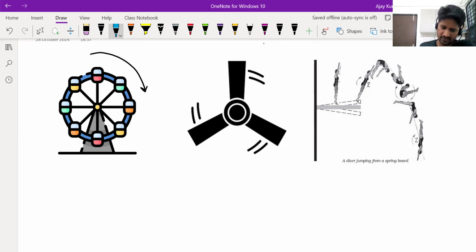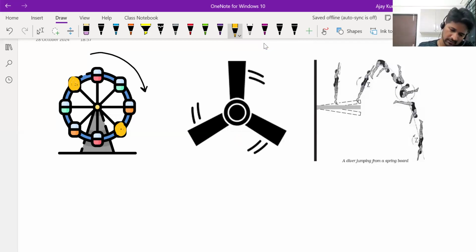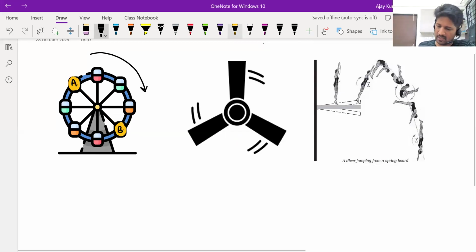For example, in the first case, let's consider this yellow cabin and the opposite yellow cabin. Let us consider these two. As the Ferris wheel or the giant wheel rotates, our brain automatically registers the fact that the line connecting these two is rotating. Its orientation is changing. Or their relative position orientation is changing. You can say it like that also. Consider this as object A or particle A and consider this as particle B.